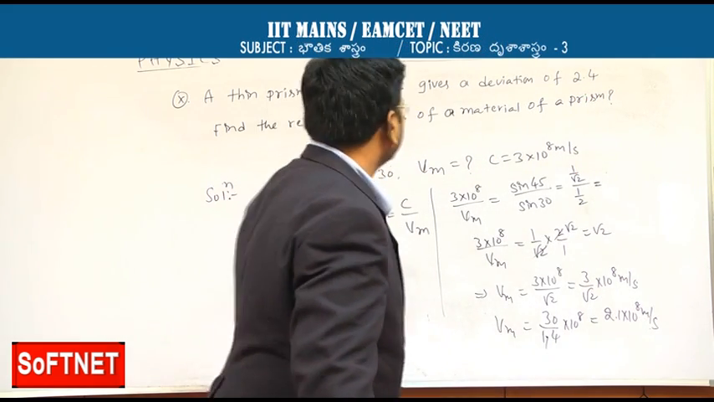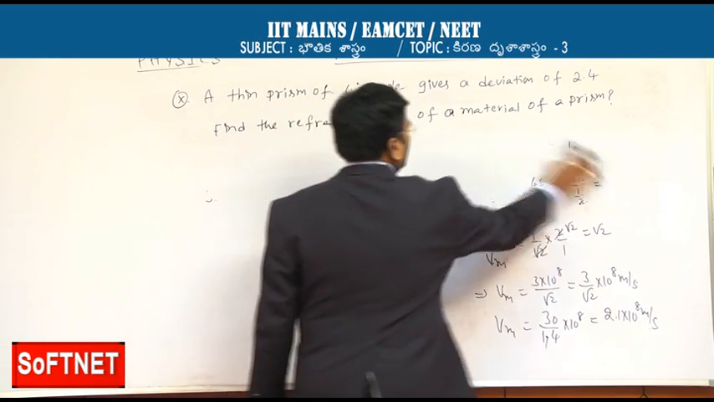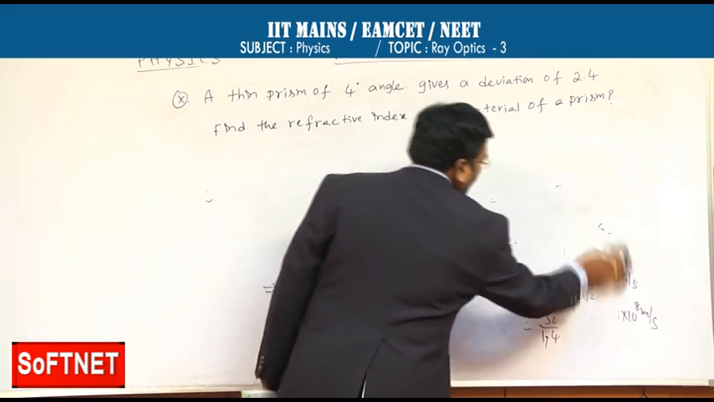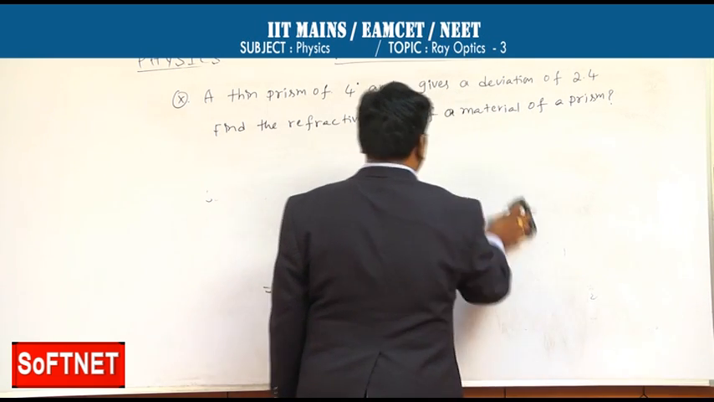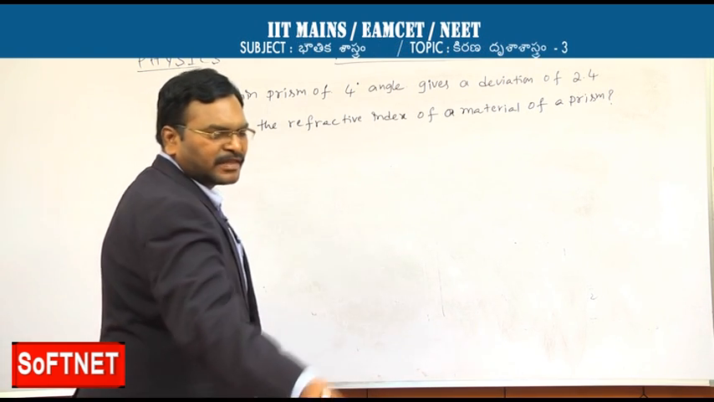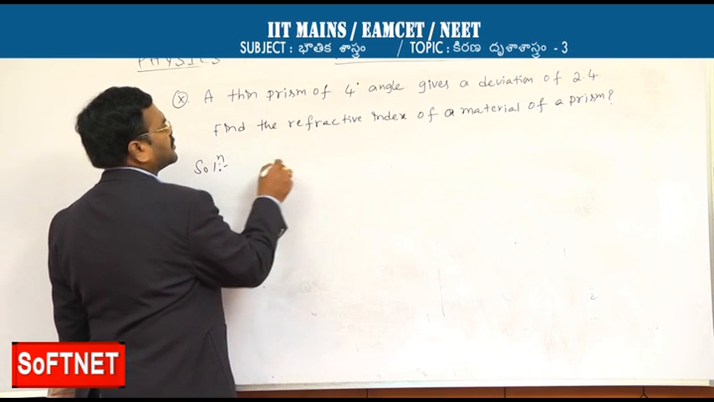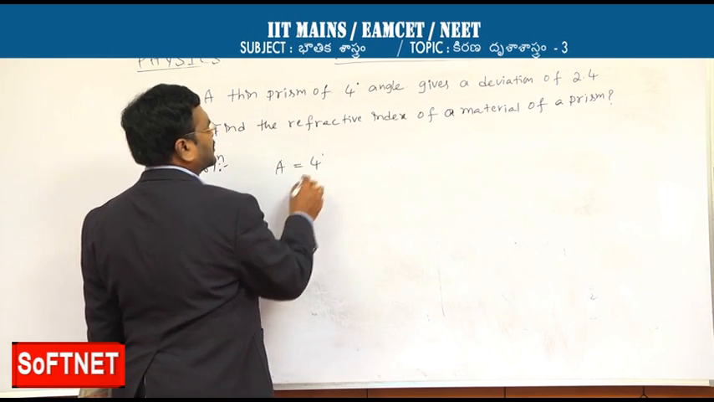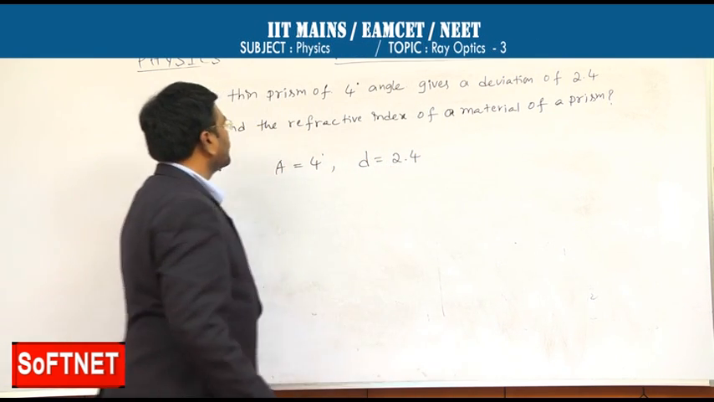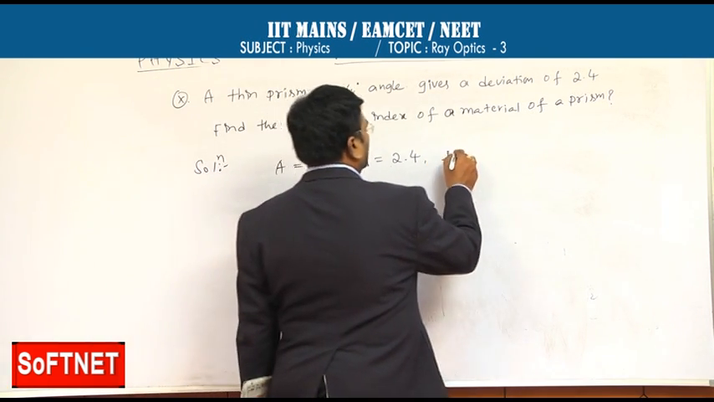We have the question: a thin prism of 4 degrees angle gives a deviation of 2.4. 4 degrees means what? It is a small angled prism. Now small angled prism, so A is equal to how much? 4 degrees. Deviation, how much do we have? 2.4. They are asking to find the refractive index of the material of the prism. So mu is equal to how much?